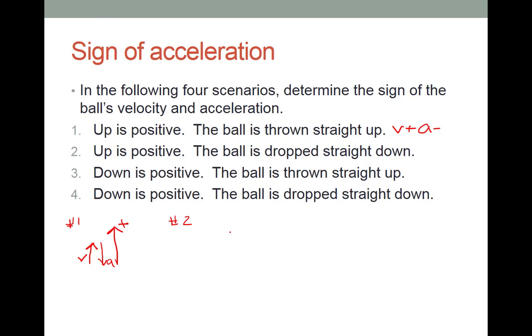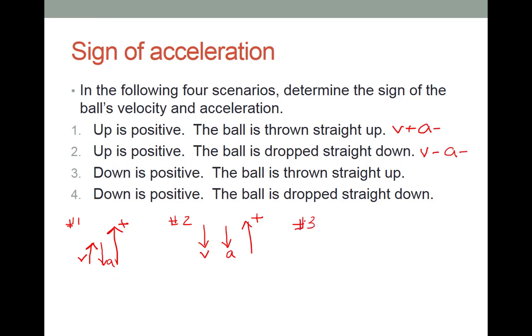Okay. Number 2, up is again positive. But here we're told the ball is dropping downward. So the velocity is now downward. Well, if up is positive and the velocity is downward, that means the velocity has to be negative. But as it falls, it's going to increase in velocity. That means the acceleration has to be in the same direction as the velocity to cause it to increase. Therefore, the acceleration is also negative.